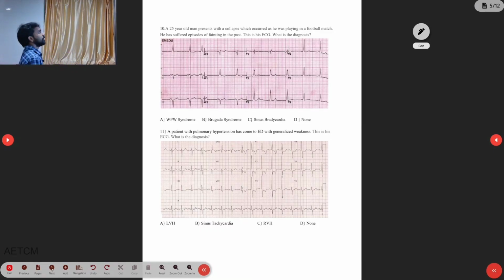Next, 10th. A 25-year-old man presents with a collapse which occurred as he was playing in a football match. He has suffered episodes of fainting in the past. This is his ECG. What is the diagnosis? The options are: option A is WPW syndrome, option B is Brugada syndrome, option C is sinus bradycardia, option D is none.